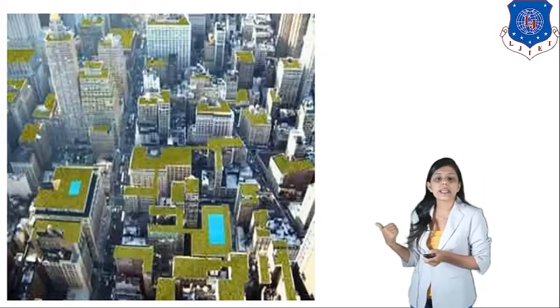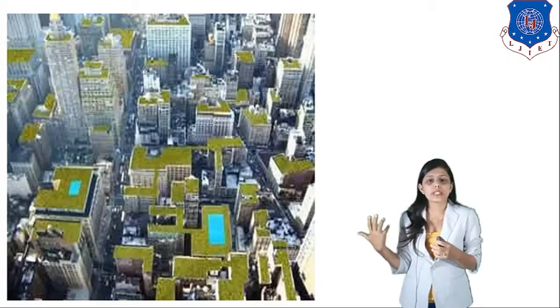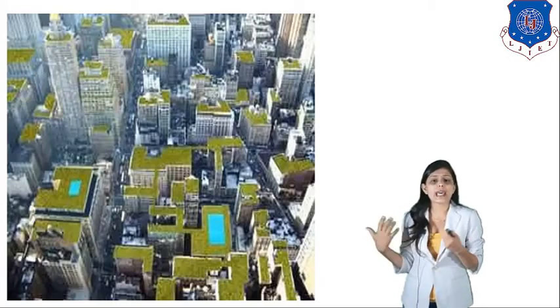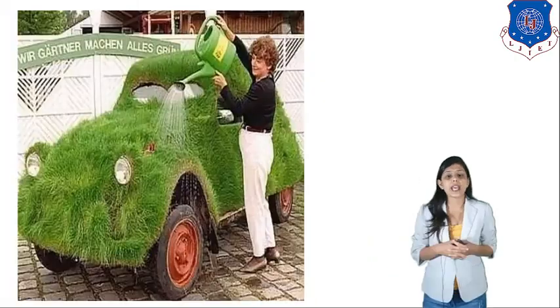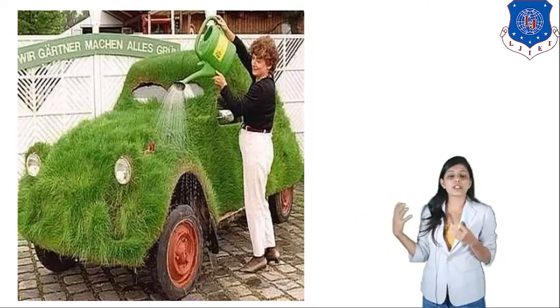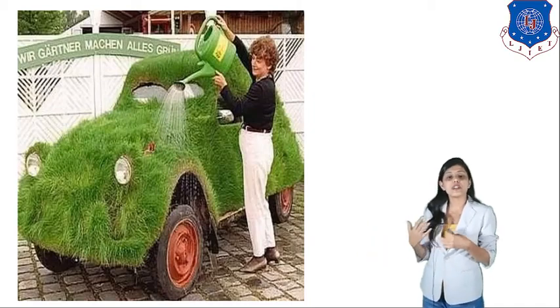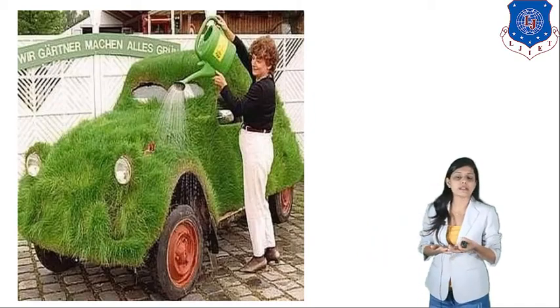You can see here terraced farming in each and every building is shown so that energy is conserved, our environment is protected, and that is how it is sustainable. You are also using development, you are utilizing automobiles, but you are also concerned about the environment. So she has grown grass on her car itself. It is very helpful in conserving the environment.